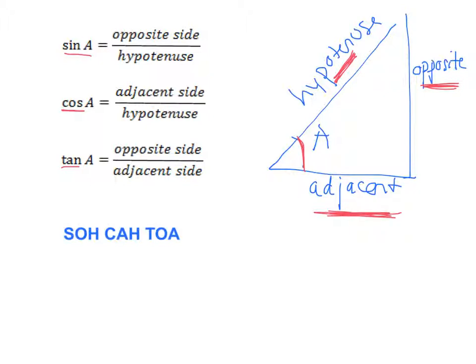And you can remember this with a little mnemonic, SOHCAHTOA. So this S stands for sine, opposite over hypotenuse. Then cosine, adjacent over hypotenuse. And then tangent, opposite over adjacent. So SOHCAHTOA, and then you'll know your trigonometric ratios.